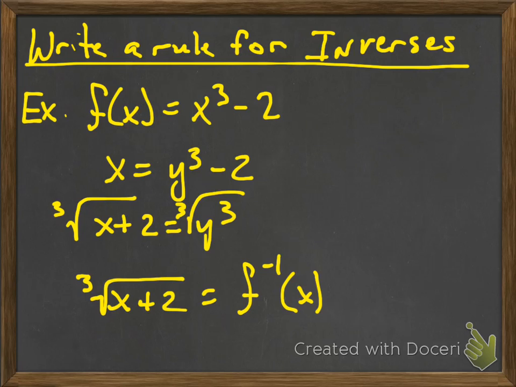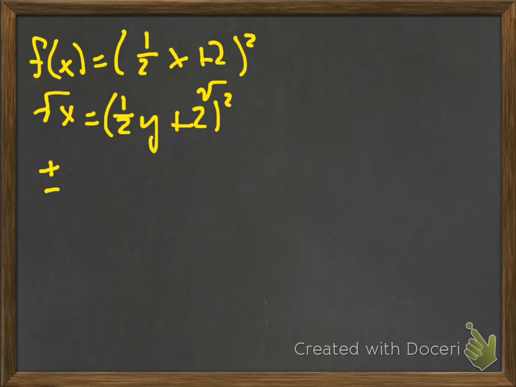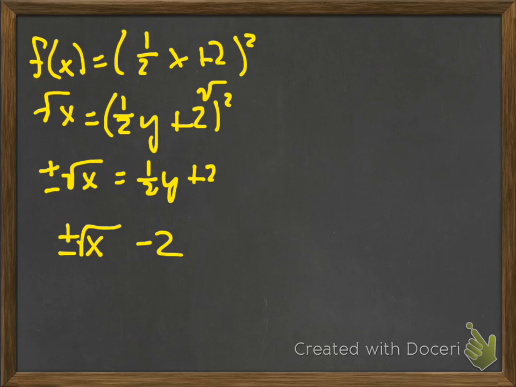Okay, so now let's look at another example. Okay, here I have the square root, it's 1/2 x plus 2 squared for f of x. Now, switch the x and the y. Notice again, I'm just saying the f of x is y, so I'm just switching them. Okay, how do I get rid of a square? I need to take a square root. But you got to remember, when you take square roots algebraically, you got to say plus and minus. Square root of x is equal to 1/2 y plus 2. Well, subtract 2, so I'll have plus and minus square root of x minus 2 is equal to 1/2 y.